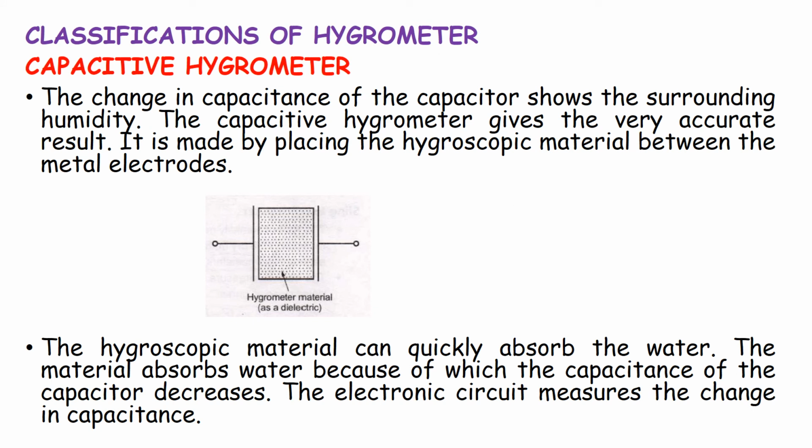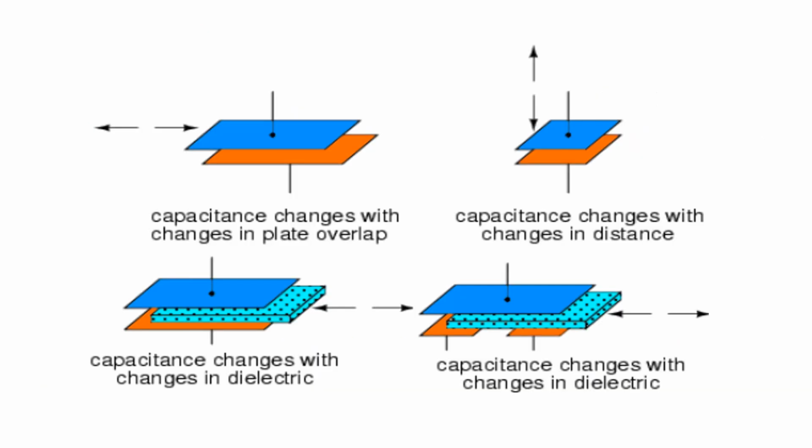Now, the next type is the capacitive hygrometer, where you have a capacitance material, and in between you have a hygroscopic material used as a dielectric. The capacitive hygrometer gives a very accurate result. It is made up of hygroscopic material present in between your metal electrodes. The electronic circuit measures the change in capacitance. Now this diagram tells you how it's going to work.